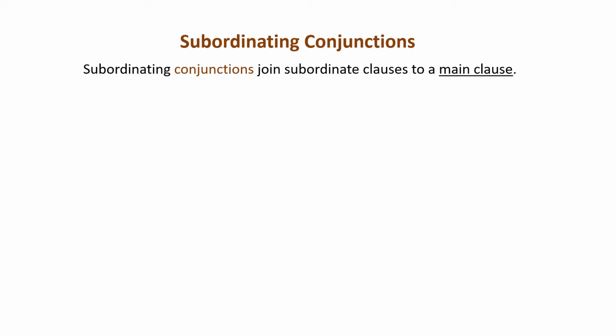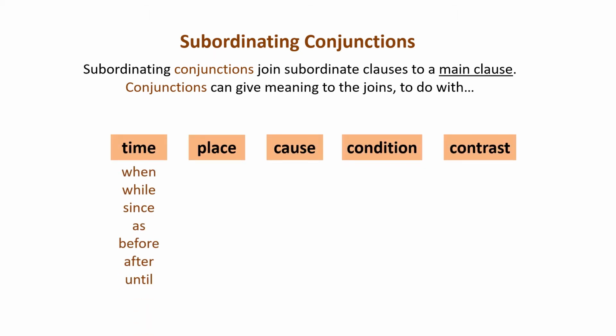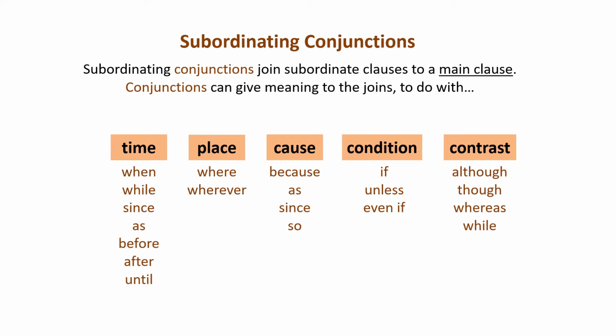Now, subordinating conjunctions join subordinate clauses to the main clause, and conjunctions give meaning to the joins, and we can have conjunctions that tell us more about the time, about the place, about the cause, about the condition, or even contrast.